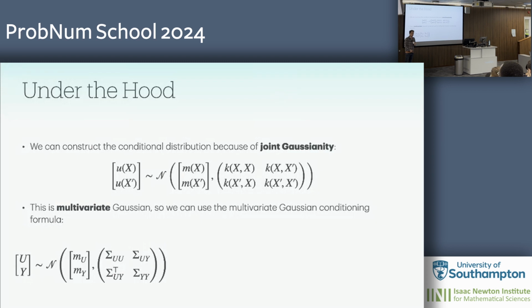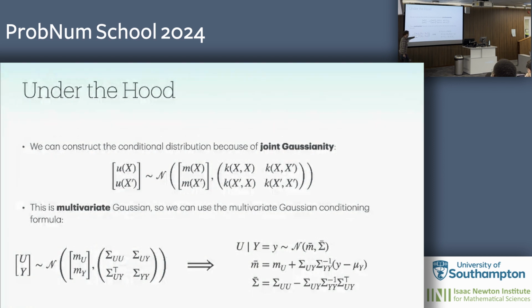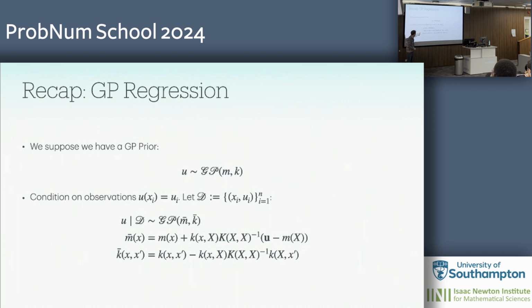So the point is that because this is a vector that is multivariate Gaussian distributed, we can use the multivariate Gaussian conditioning formula, which says that if I have two unknowns, u and y, which are distributed as a multivariate Gaussian, exactly as this is here, then the resulting conditional distribution has this form. So basically, if we take our Gaussian process regression example that we had on the previous slide, and we map those matrices onto this formula, we get the conditional distribution that we had previously, except that here I'm working with finite dimensional vectors, and there I was working with really functions. So I wrote these as functions here.